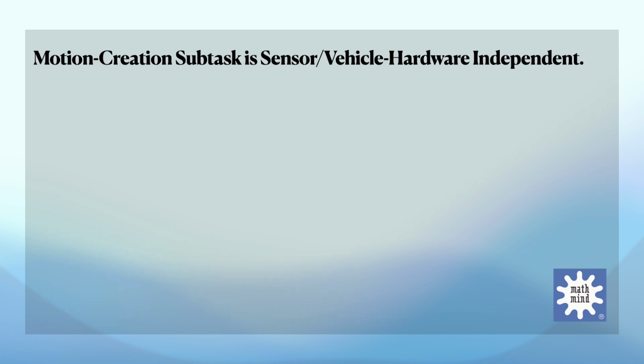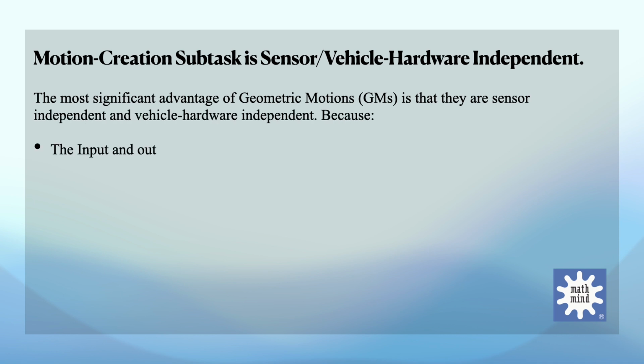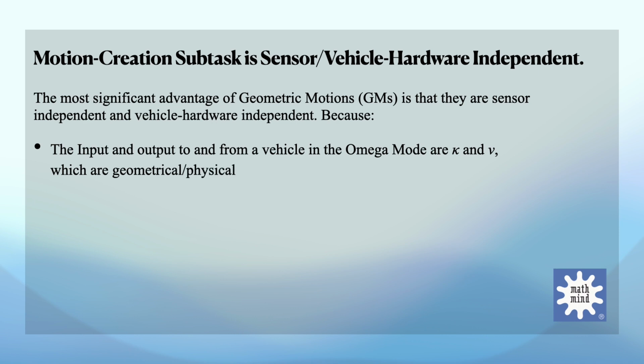Motion creation subtask is sensor, vehicle hardware independent. The most significant advantage of geometric motions, GMs, is that they are sensor independent and vehicle hardware independent. Because the input and output to and from a vehicle in the Omega mode are kappa and v, which are geometrical, physical entity. The input to a GM is a small amount of geometrical data.